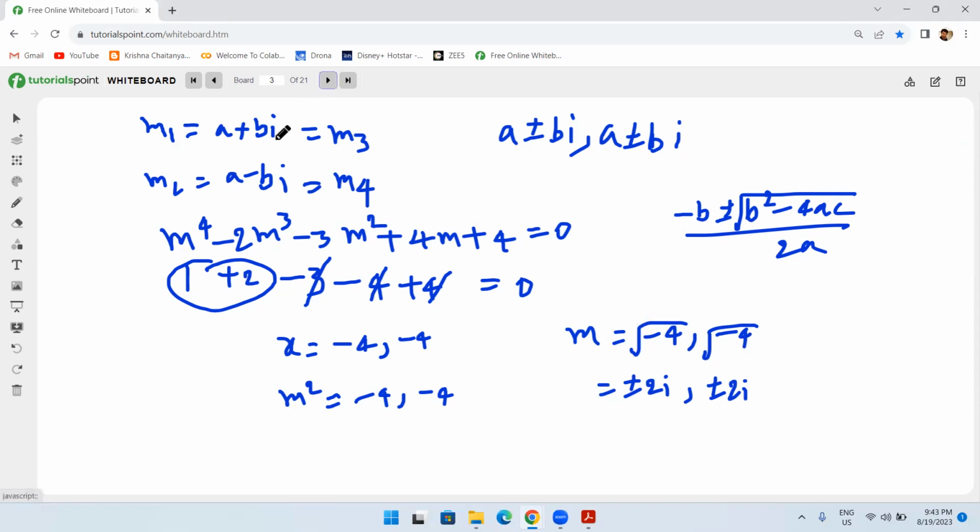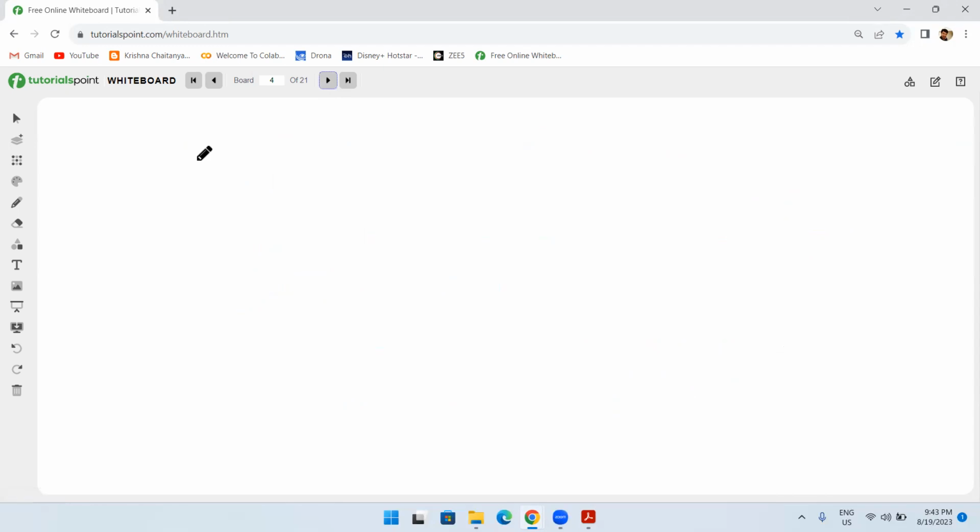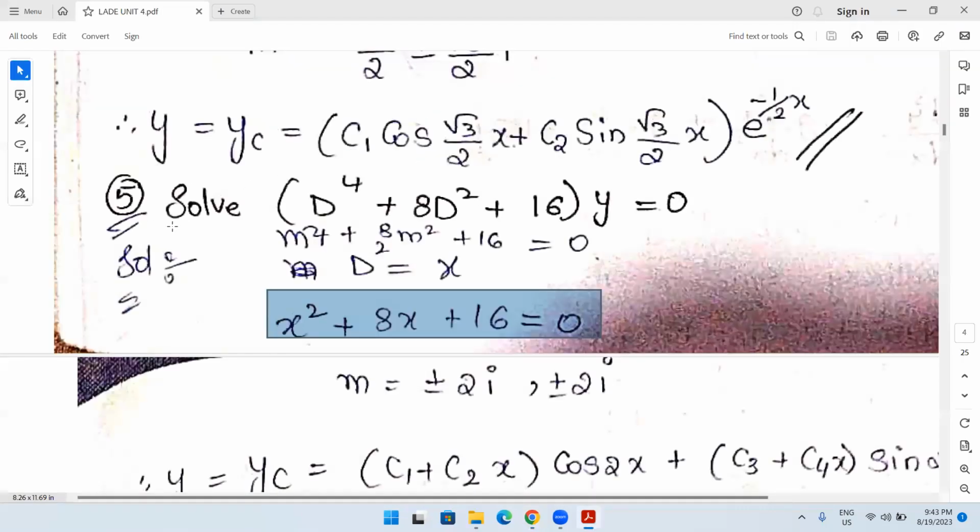So here the roots are plus or minus 2i repeated 2 times. Here we treat it as 0 plus or minus 2i. The real part is not there. What is the real part? A is equal to 0. Imaginary part is 2. So how do you write the solution?